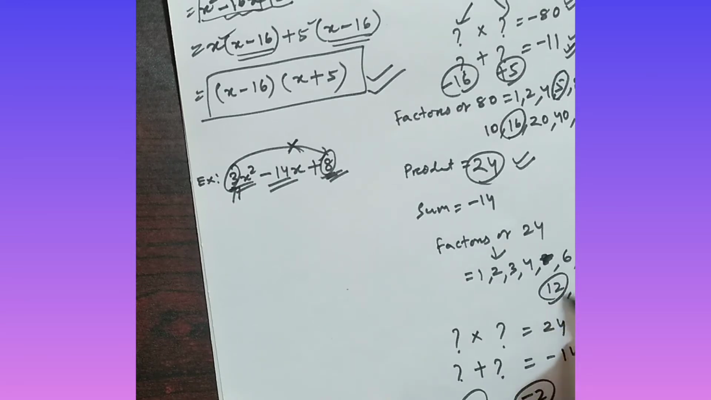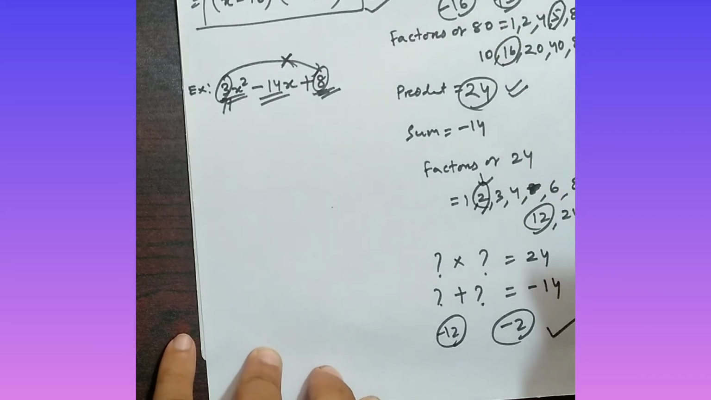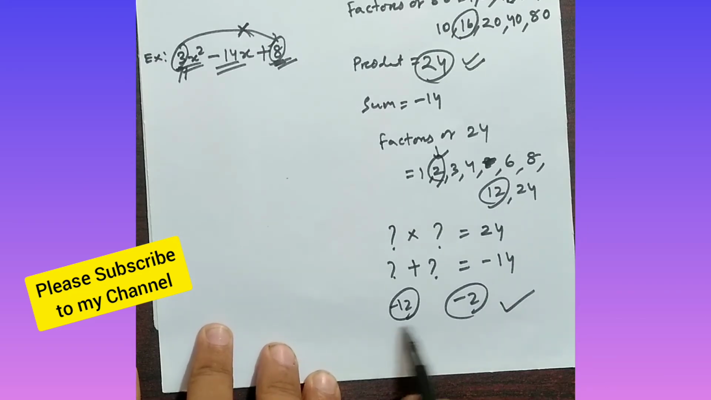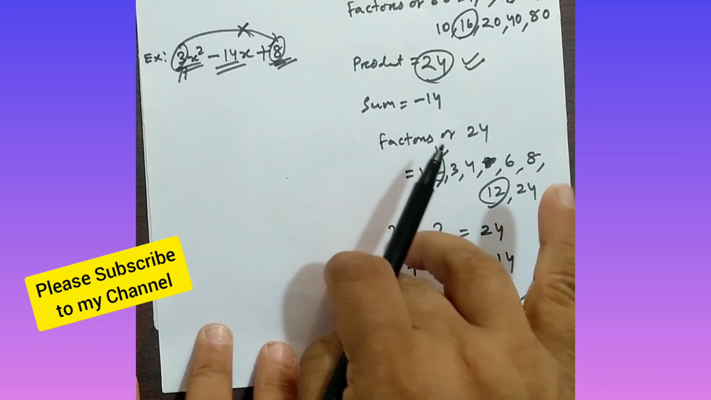Yes, 12 and 2 I am considering, so minus 12 and minus 2. So what do you have to consider? You have to consider the two numbers, minus 12 and minus 2, right? Okay, simply apply it here.